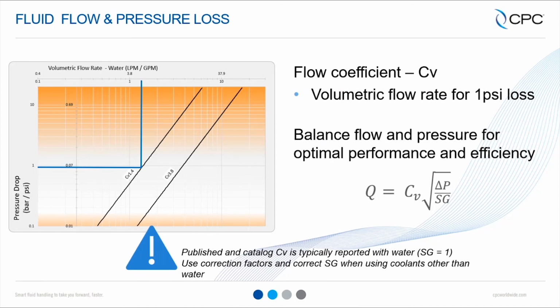So one thing to note here is that published and catalog CVs are typically reported with water, which has a specific gravity of 1, making that equation pretty simple to evaluate. So we want to make sure we use correction factors and the correct specific gravity when using coolants other than water.